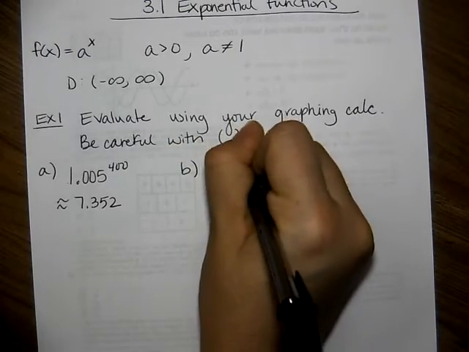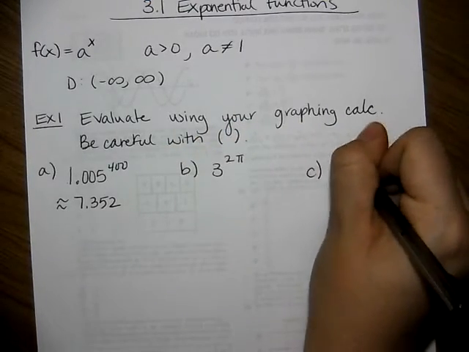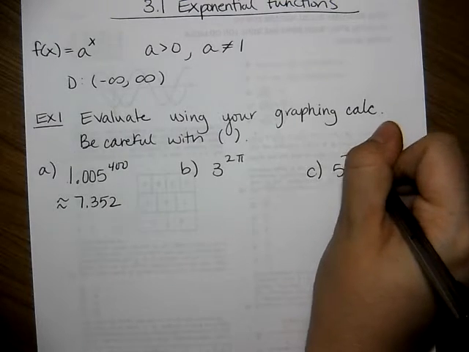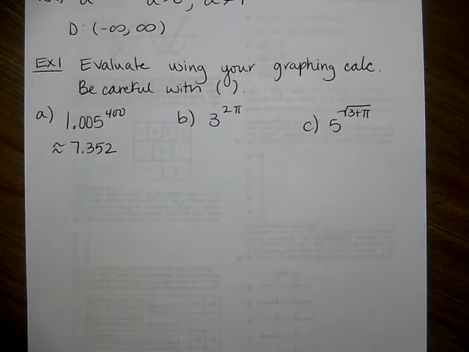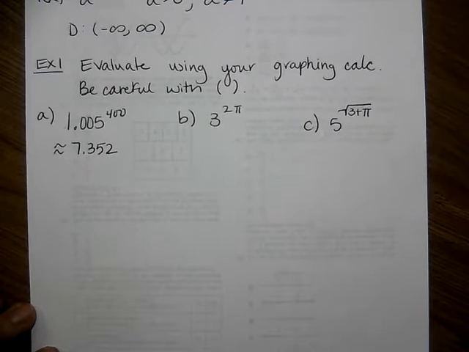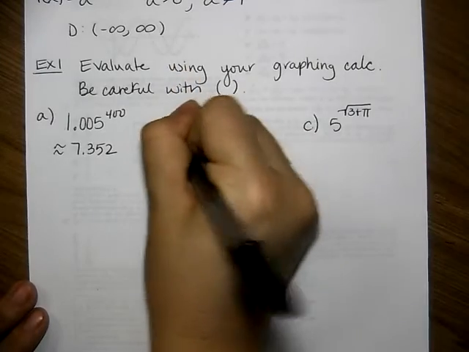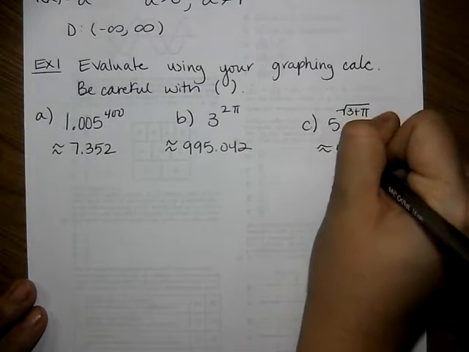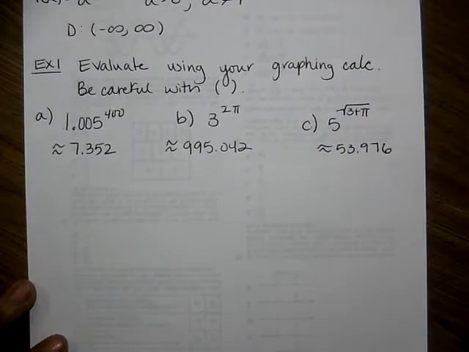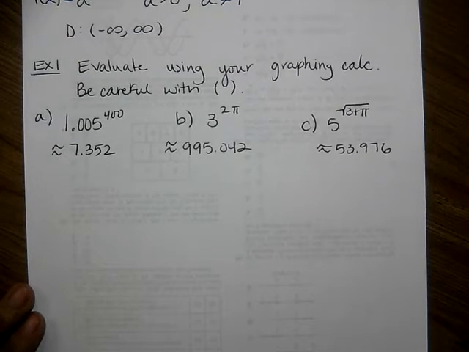So 3 to the 2 pi, and for C, let's do 5 to the power of root 3 plus pi. So try to enter all of those. Did you get 995.042 and 53.976? You'll notice that I'm rounding to the thousandth.